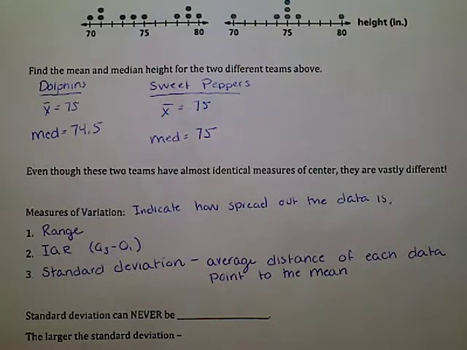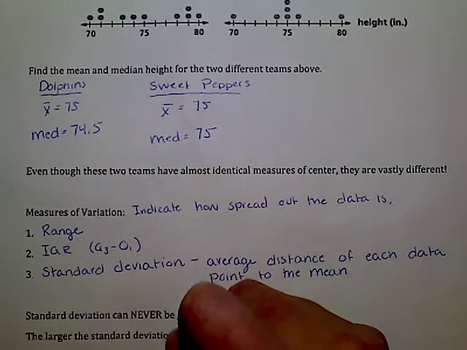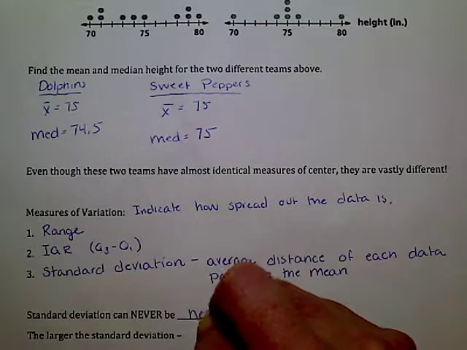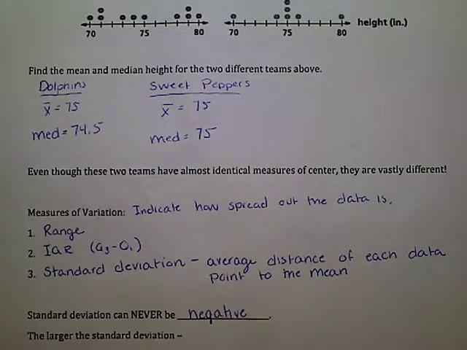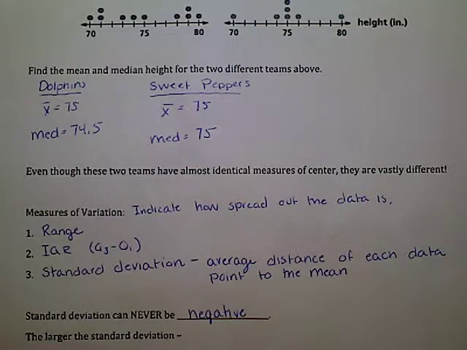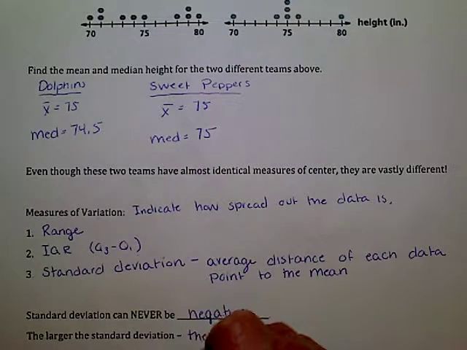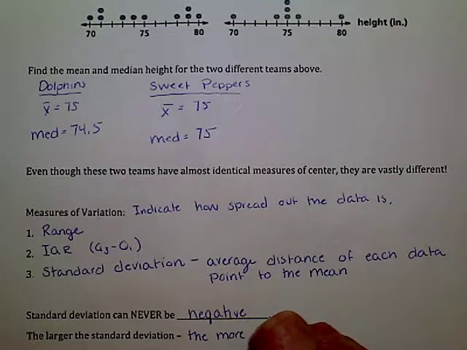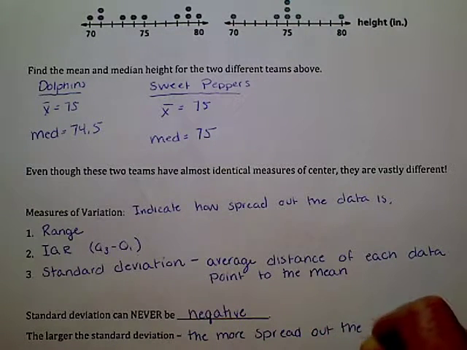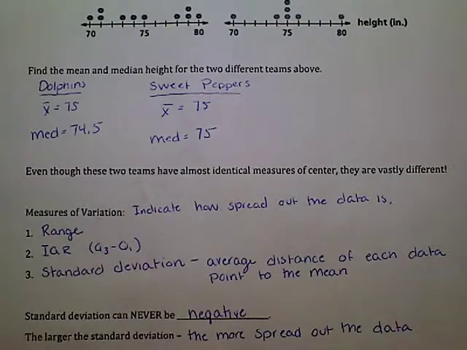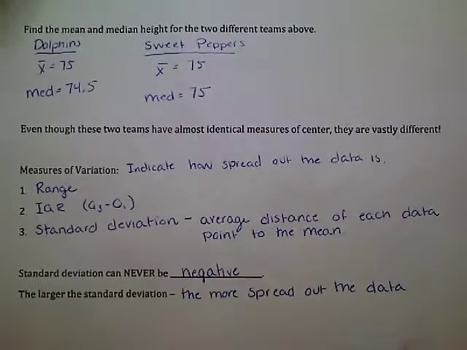Here's a quick thing. Standard deviation can never be negative. So if you ever find a negative, that's a sign you've done something wrong. And the last thing for today that I want you to know is that the larger the standard deviation, the more spread out the data. And we'll get into analyzing the standard deviation and calculating it tomorrow.